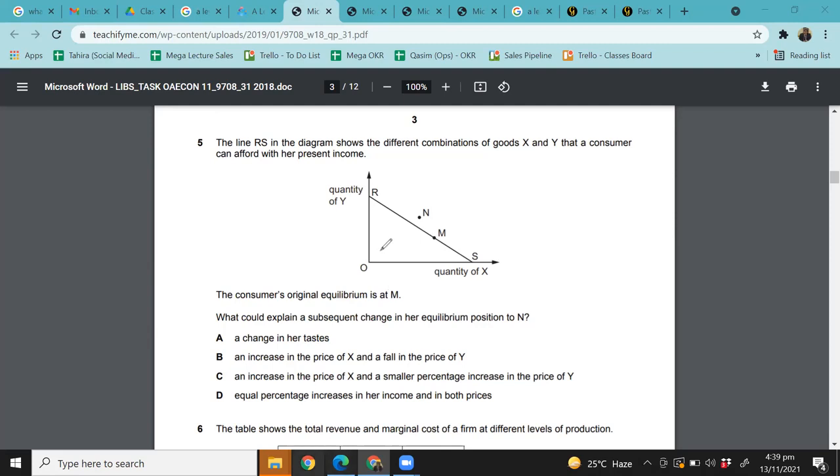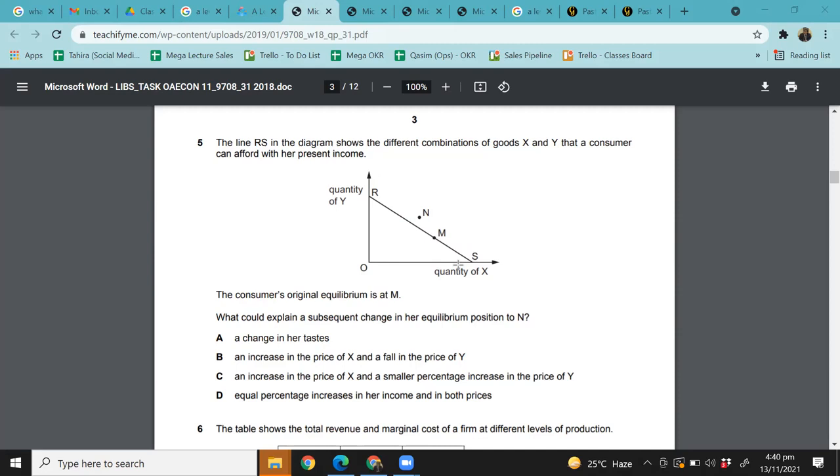So it will shift inwards from X, right? And the price of Y is decreasing, so it will go somewhat like this, like this, right? So this is how the change would look. So it would look like this. So an outward shift from that to this, right? Makes sense. It can be the answer, right?